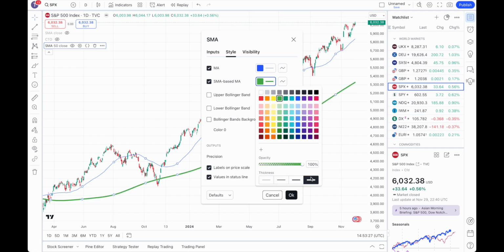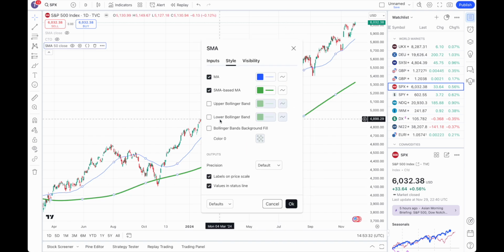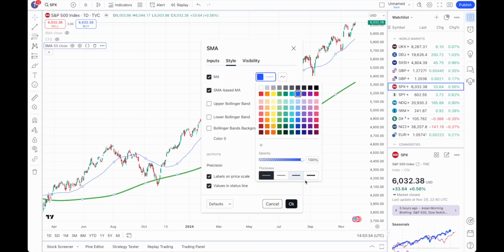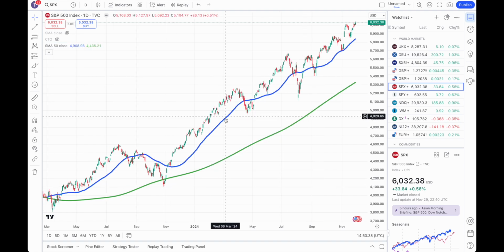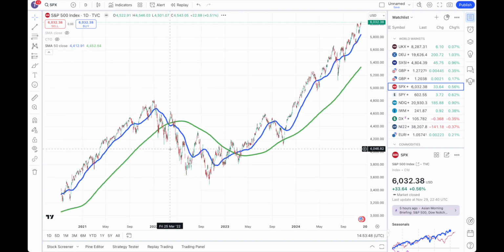and I'm going to make it thicker as well. And also with this one as well, I'm going to make it thicker so it's easier to see. So you could see that this blue one here is the 50 SMA and this green one is the longer 200 SMA. You could see the difference in how smooth it is.